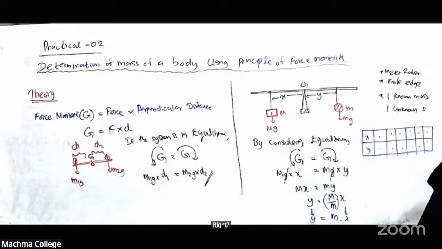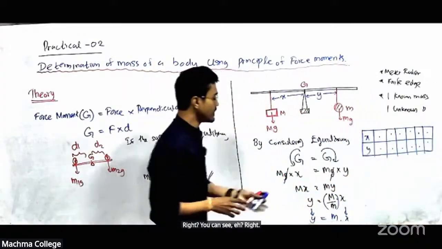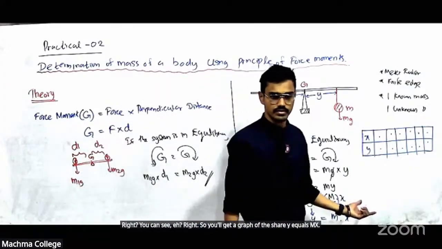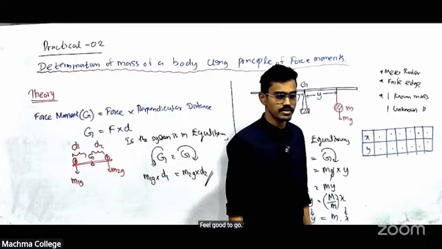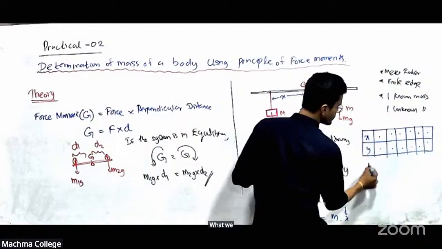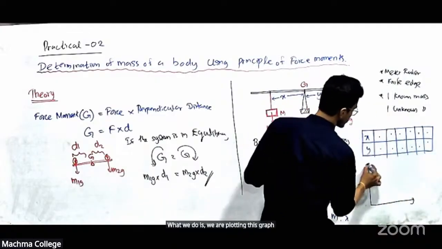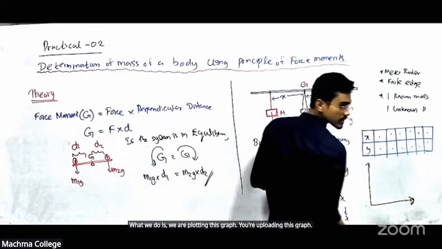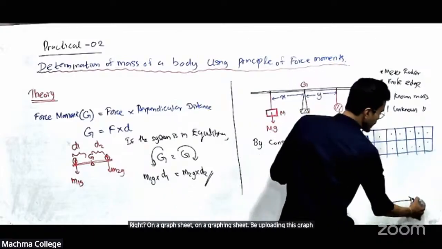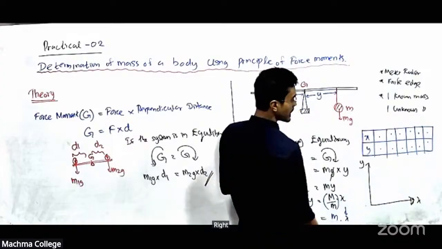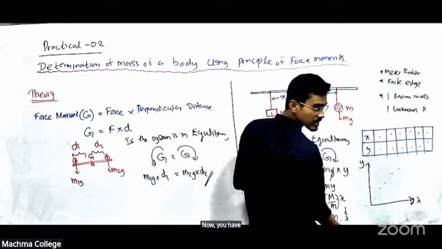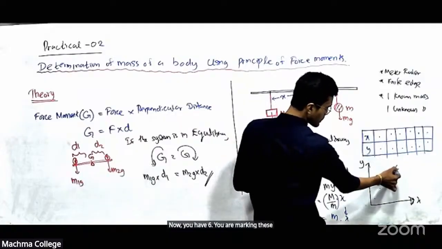You can see, right? So we will get a graph of the shape y equals mx. After taking these 6 readings, what we do is plot this graph on a graphing sheet, with y and x. Then you can mark these points. Now you have 6 points, and you are marking these points and plotting the graph.